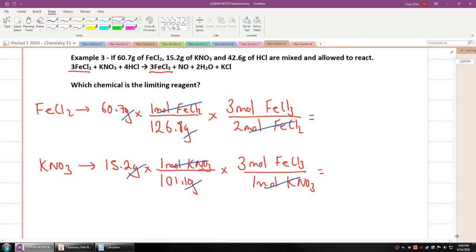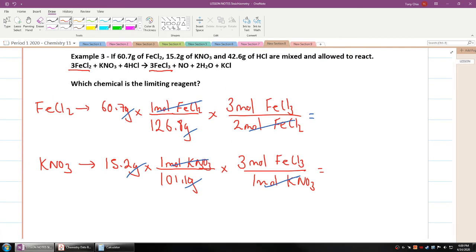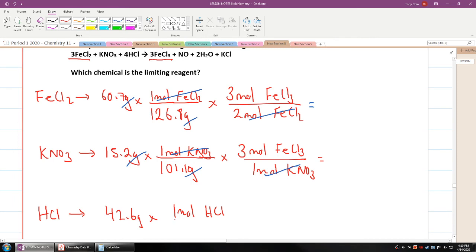Okay, your last step is to now convert the last chemical, which is HCl. So in this case, you have 42.6 grams times 1 mole of HCl over, what is the molar mass of HCl? It's 36.5 grams. Times the mole ratio, this time it's 3 moles of FeCl3 over 4 moles of HCl.